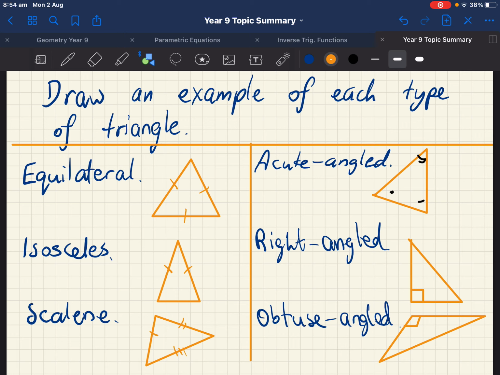Some people say, hey, what about if you make 2 of the angles obtuse? Well, I'd actually ask you maybe to try and draw that, and you'll find it's actually impossible to draw a triangle with 2 obtuse angles. You'll only ever be able to have 1.